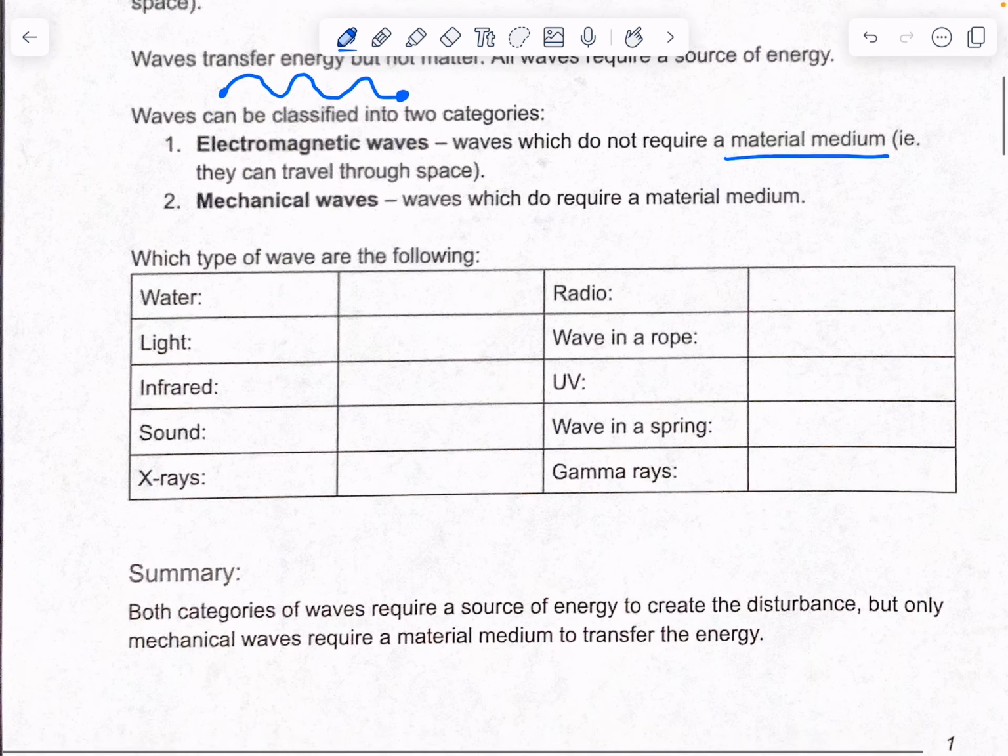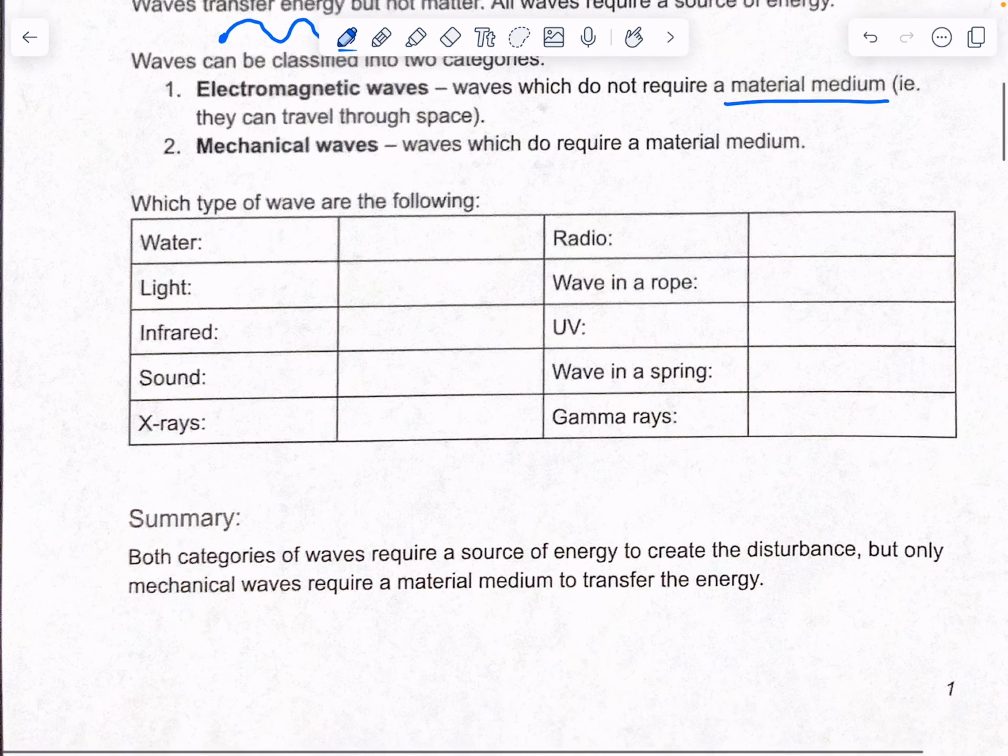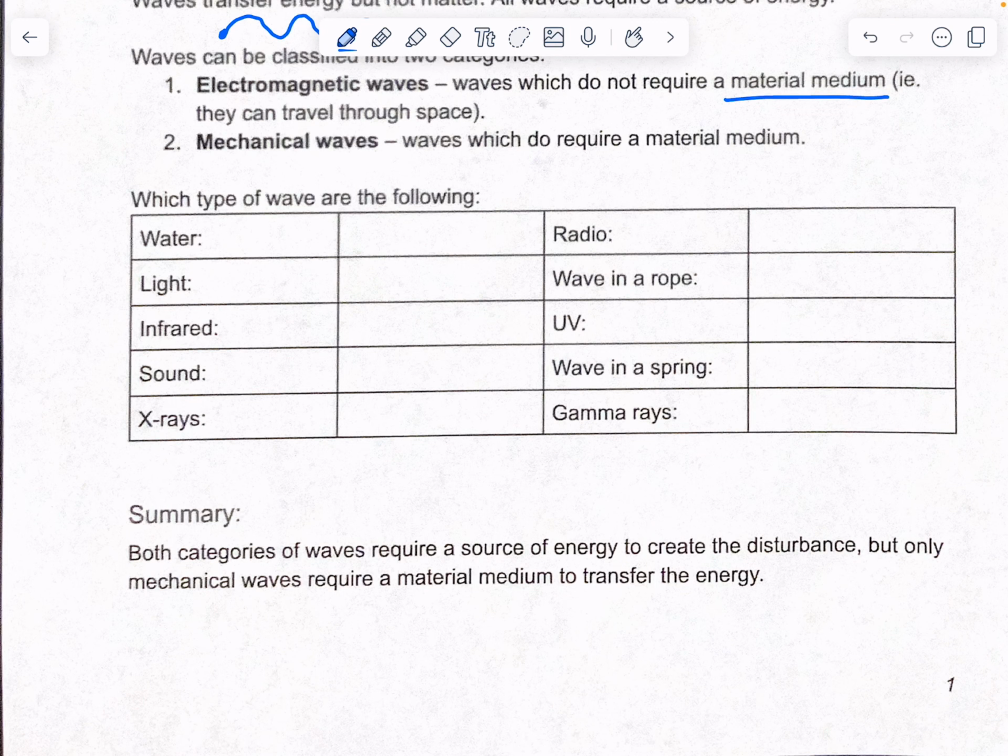Now, electromagnetic waves. We're going to go back to chemistry a little bit. Remember we had a saying: Red Martians Invade Venus Using X-ray Guns. Hopefully you remember this from chemistry. These are your EMR, your electromagnetic waves. These are the things that can travel through space just fine. They don't actually need a material medium.